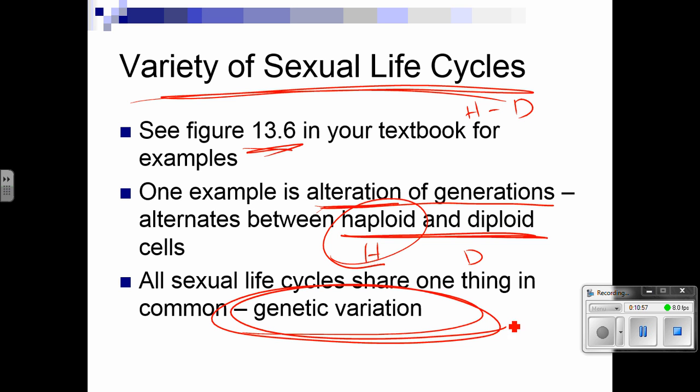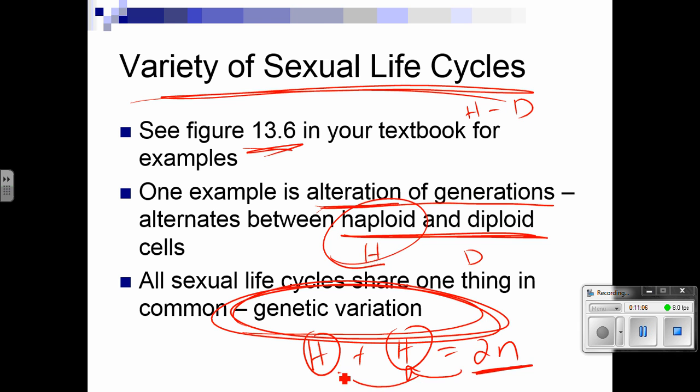All sexual life cycles share one thing in common. They have genetic variation because you're combining two haploid cells that are genetically different, and you're getting a diploid cell that has a combination of both of those genetics.